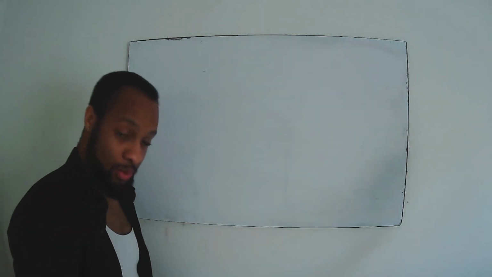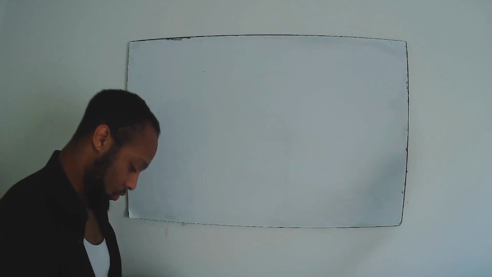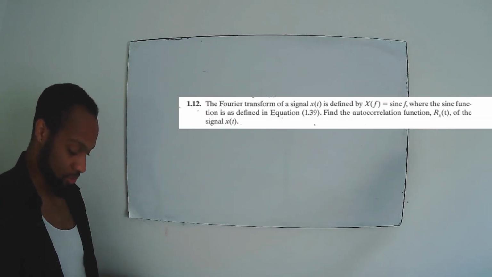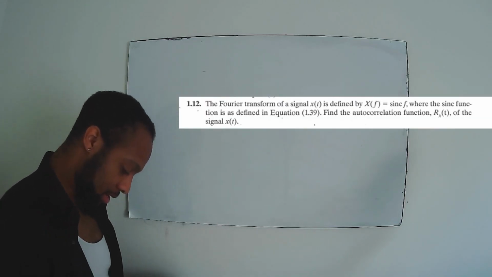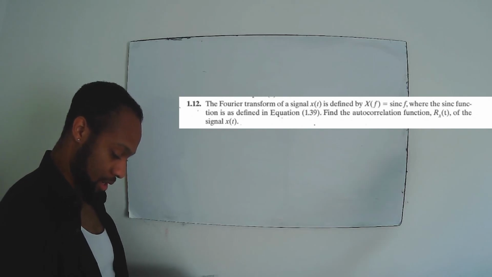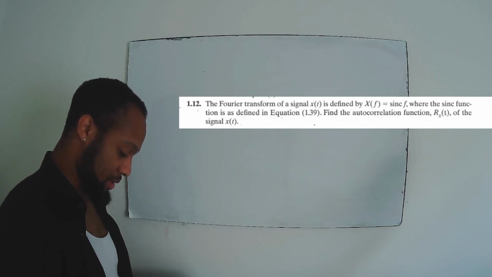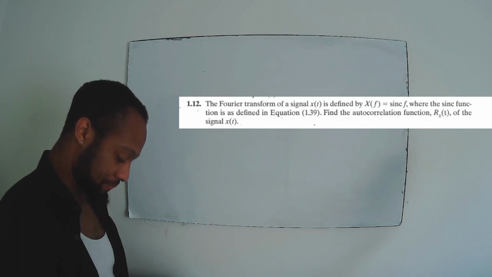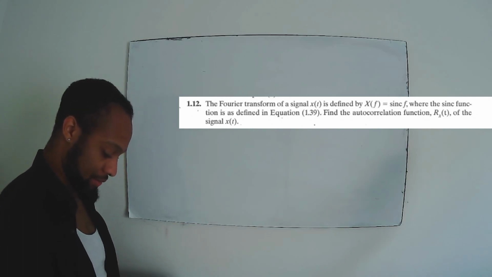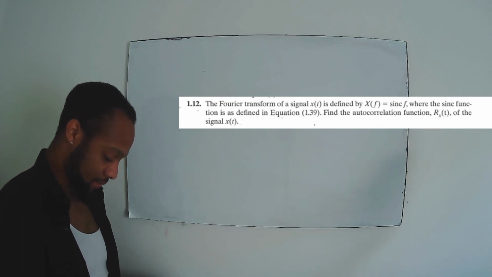Alright, so today we're going to be doing problems 1.12 and 1.13 in the book. So 1.12 says the Fourier transform of a signal x(t) is defined by X(f) equal to sinc f, where the sinc function is defined in equation 1.39. Find the autocorrelation function Rx(t) of the signal x(t).